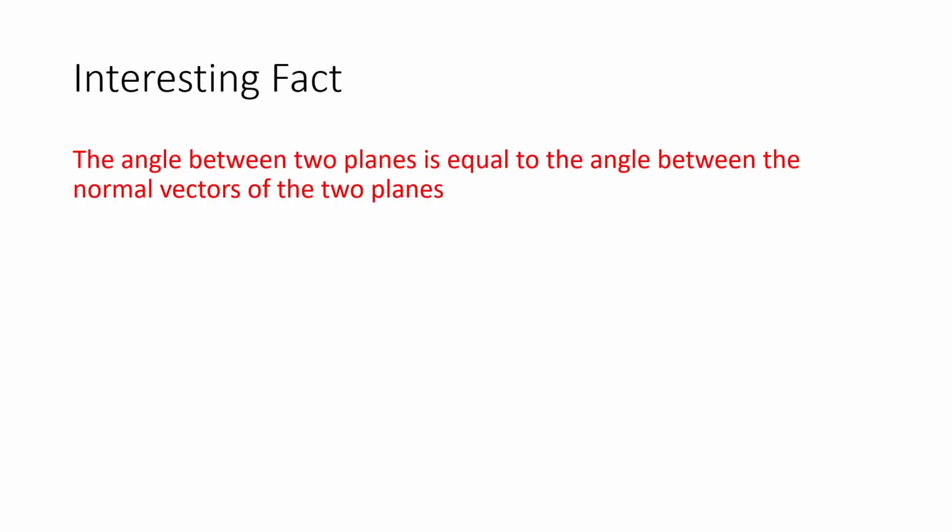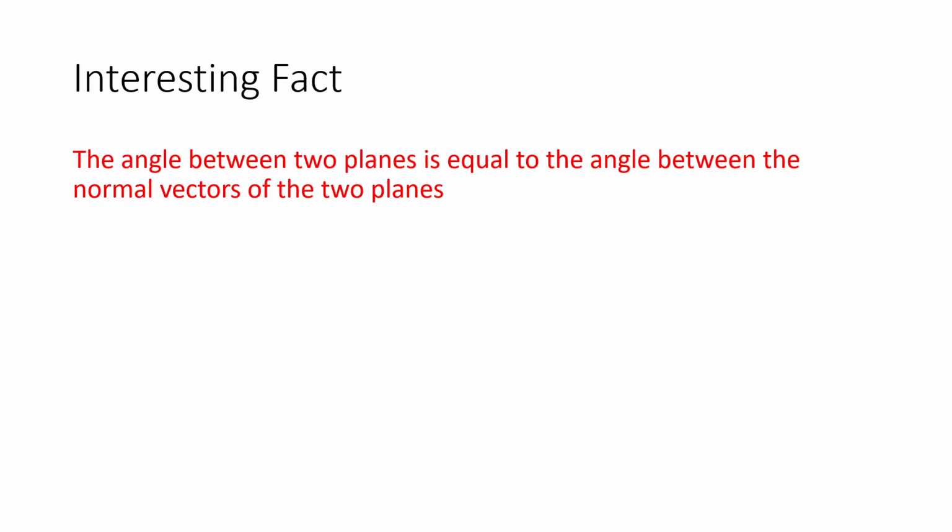Okay, now here's an interesting fact. The angle between two planes is equal to the angle between the normal vectors of those two planes. If I have plane 1, that creates normal 1, a vector perpendicular to plane 1. If I have plane 2, that creates normal 2, a vector perpendicular to plane 2. Well, the angle at the intersection of plane 1 and plane 2 will equal the angle at the intersection of normal 1 and normal 2.